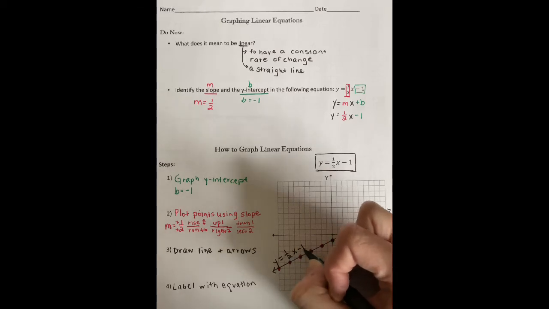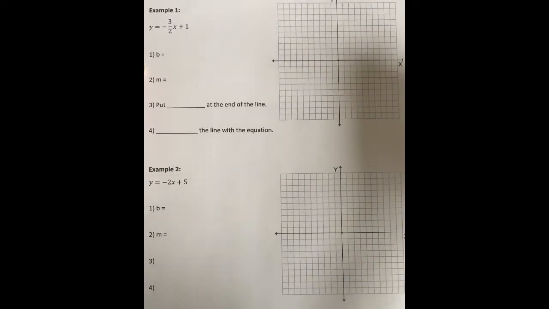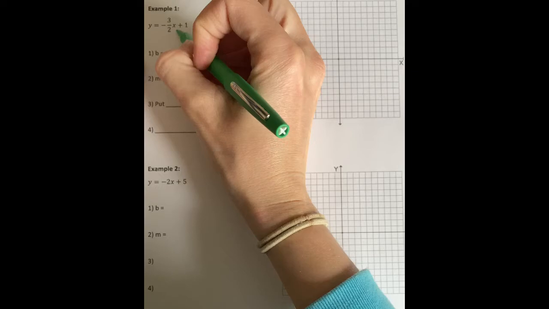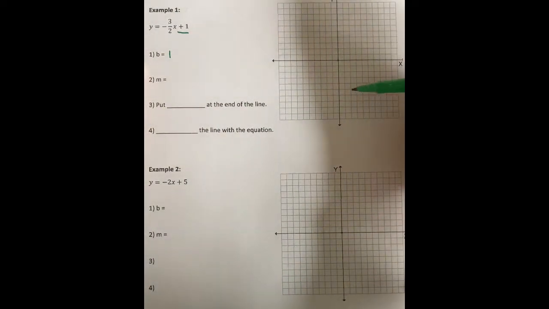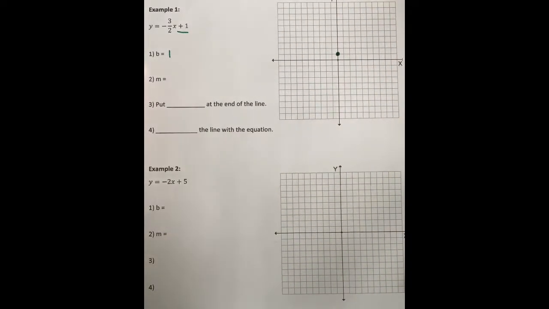For the next example, we have the equation y equals -3 over 2x plus 1. So our first step is going to be to plot that y-intercept. And here in my equation, my y-intercept is that +1. So we're going to go on our y-axis and graph and put a point at that +1.